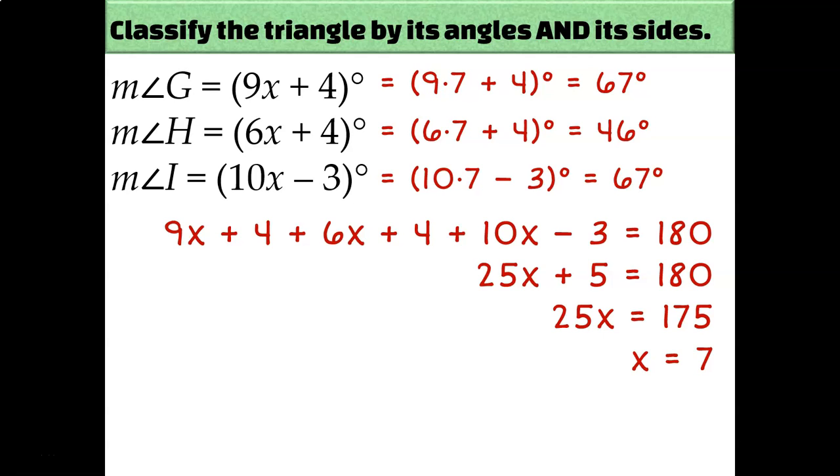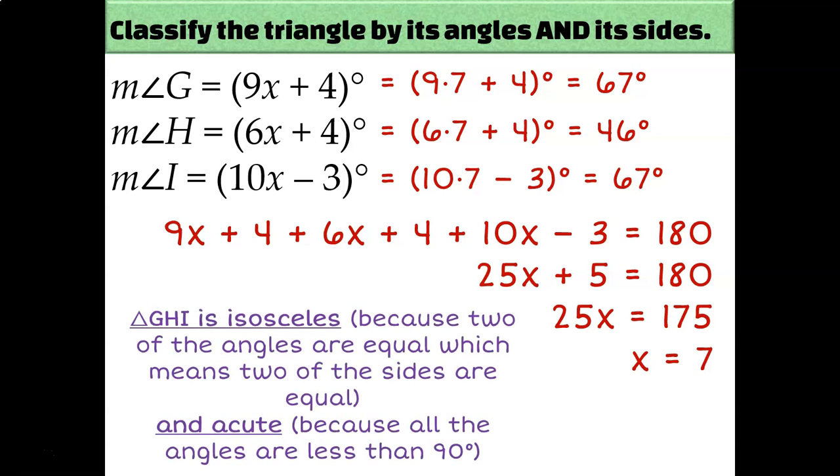And two of the three angle measurements are the same. That means that two angles are congruent, and according to the base angles converse, if I have two congruent angles, then I must have two congruent sides. So my conclusions here would be that triangle GHI is isosceles because two of the angles are the same, and that means that two of the sides are the same. And triangle GHI is acute because all of its angle measurements are less than 90 degrees.